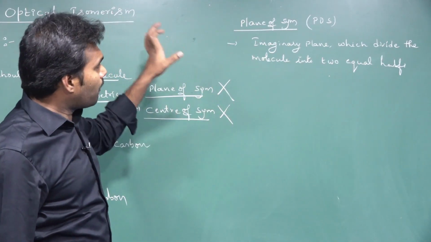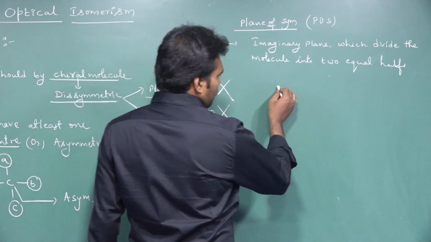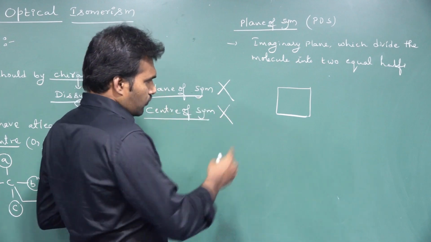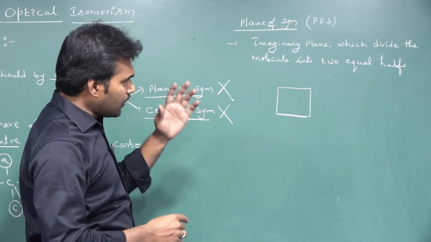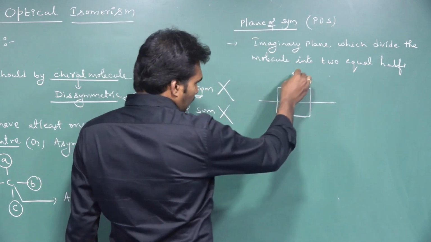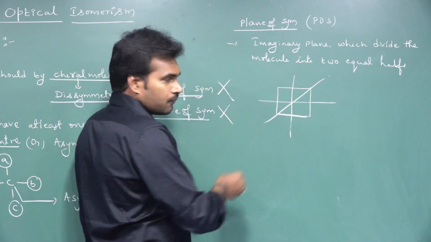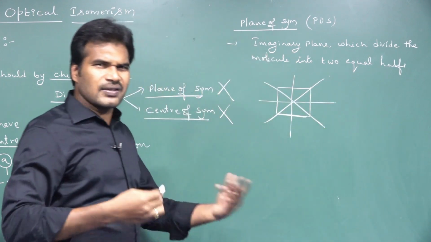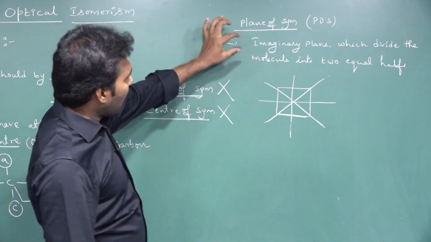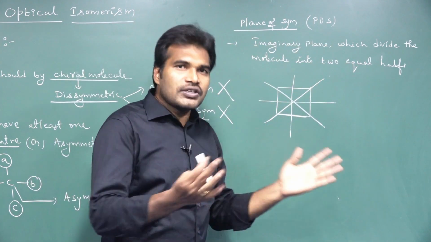Then that imaginary plane we call it as what? Plane of symmetry. So for example, you take a square. To this square, how many planes of symmetry are there? So this is one plane of symmetry. This is another plane of symmetry. And this is another plane of symmetry. So this is another plane of symmetry. Likewise, so many planes of symmetry are there. So plane of symmetry is nothing but an imaginary plane which divides the given molecule into two equal halves.